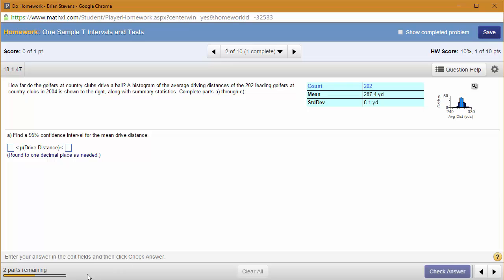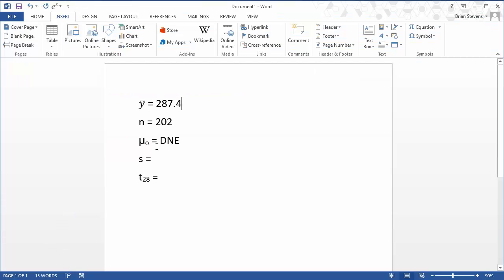Let's go back to that. 8.1. So now I think we have everything, but our t is slightly different because our sample size is 202. Our degrees of freedom, because this is a one sample t. Remember, degrees of freedom are based on what type of test or interval you're making. This is one sample, so degrees of freedom are n minus 1, n is 202. Degrees of freedom is 201. That is what we must do here.